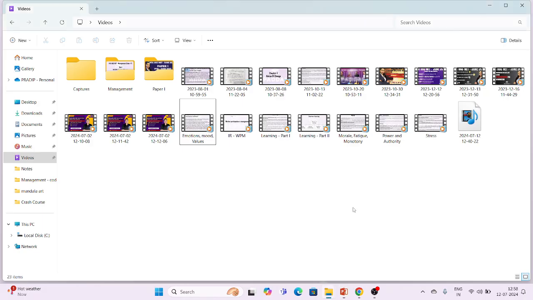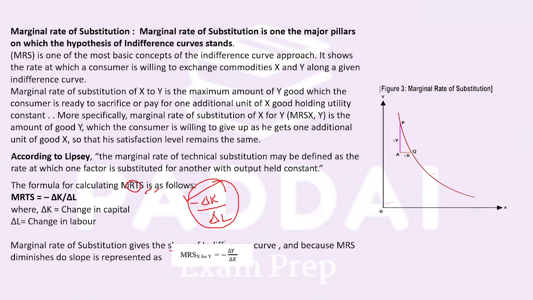So now, this is the actual formula for how it is calculated. MRS for y is equal to del y by del x. ठीक है? This is your change in y. This is your change in x. So you are replacing y with x. So change in y divided by change in x. This is the formula, right?